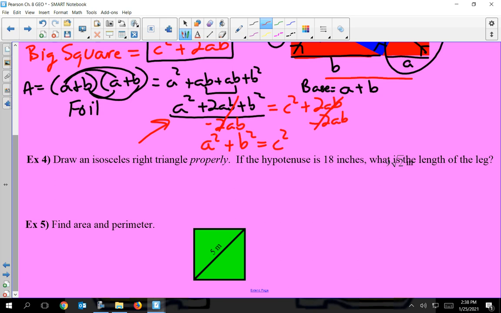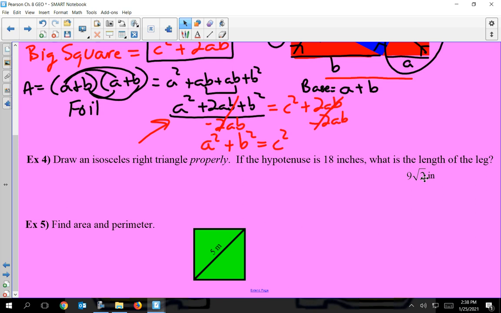All right. On example number 4, draw an isosceles right triangle properly. If the hypotenuse is 18 inches, what is the length of the leg? And they're giving me 9 square root 2. Okay, so this is a really good question. We've just got to use this. It's really going to be for a couple of sections that we're going to do through chapter 8.